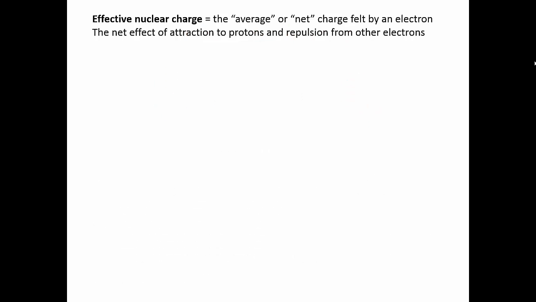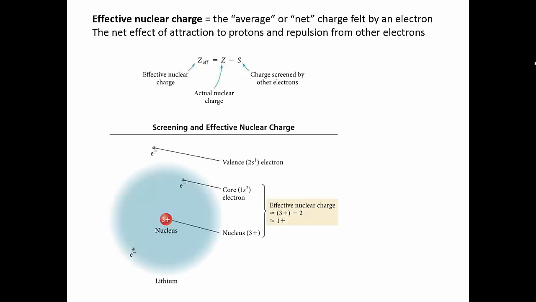The effective nuclear charge. So what is that? That is the average or the net charge felt by an electron. And it's the net effect of its attraction to the protons in the nucleus and the repulsion from other electrons. Here is a visual representing that. You can see right here we have a valence electron in the 2s subshell. It is attracted to the 3 protons in the nucleus, but it is also repelled by those 2 electrons that are in the core, that are between it and the nucleus.